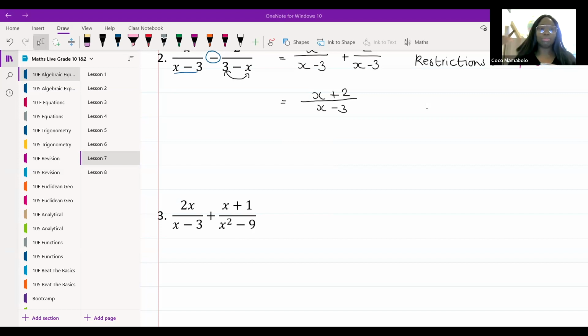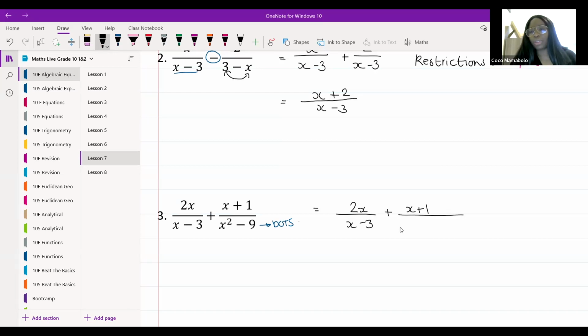On the second fraction, the denominator is the difference of two squares. Beautiful. Well done. This is the difference of two squares. Excellent. So let's put that together. I'm going to go 2x over x minus 3 plus x plus 1.